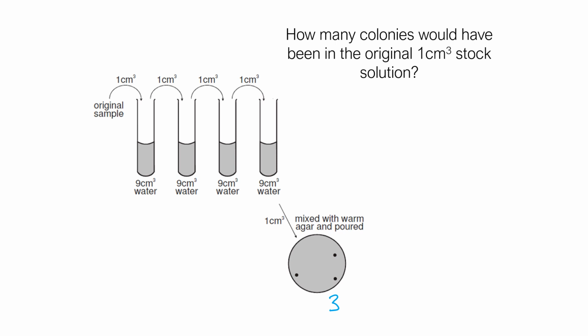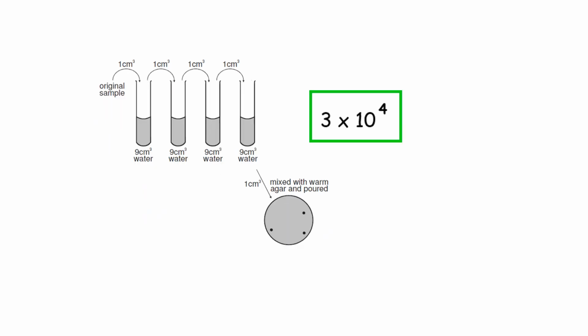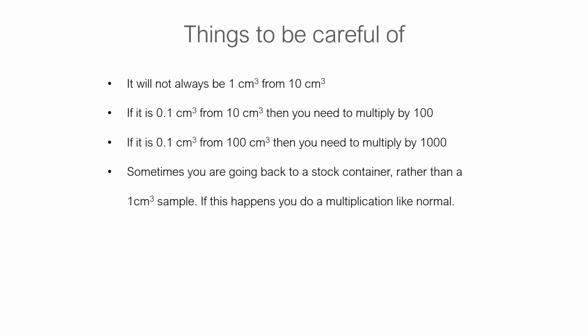Hopefully you've had a try. In this one, we would need to multiply by 10 here to get into how many were in our 10 centimeters cubed rather than 1. Times 10 here, times 10 here, times 10 here, and that would tell us that we have 3 times 10 to the 4 in here, which is going to have all come from our original sample. 3 times 10 to the 4 is our answer.